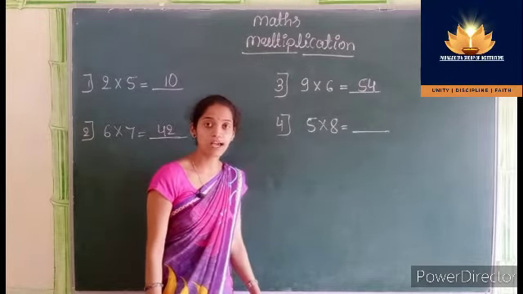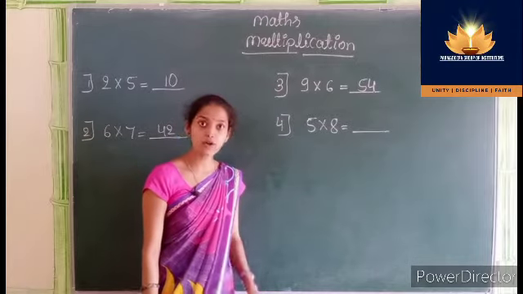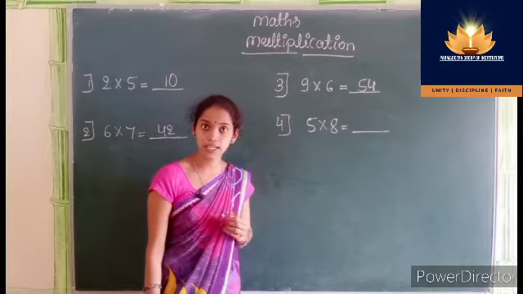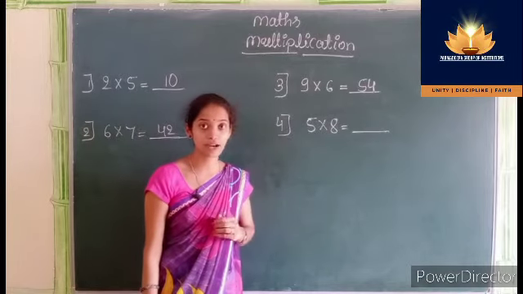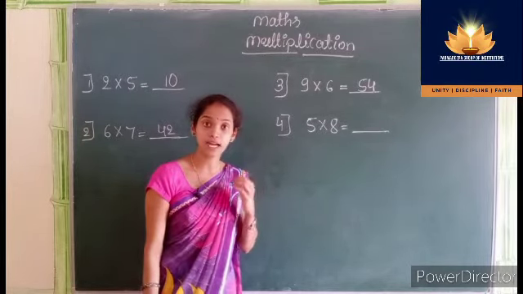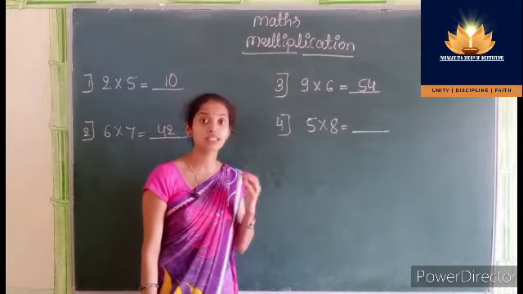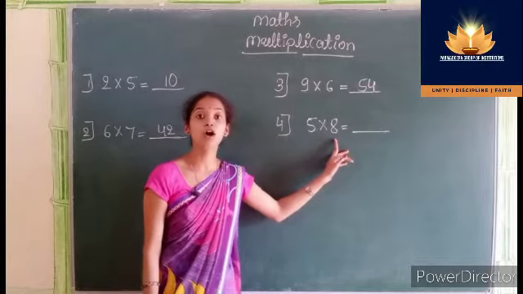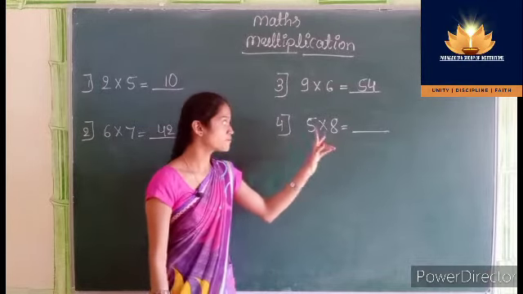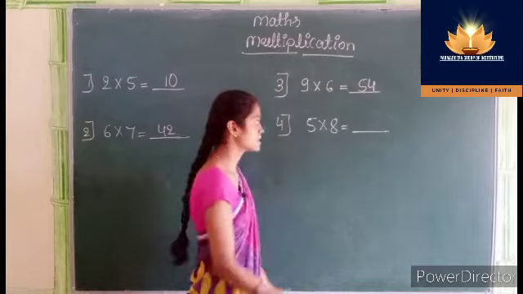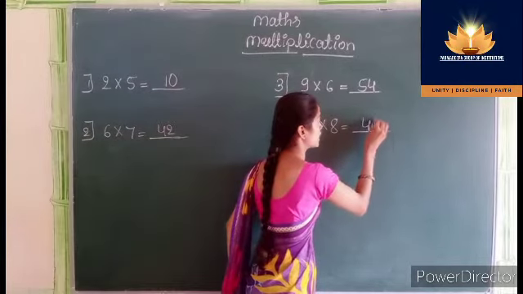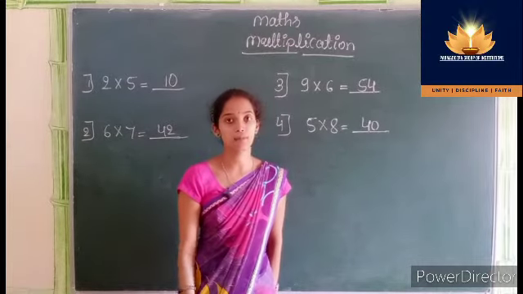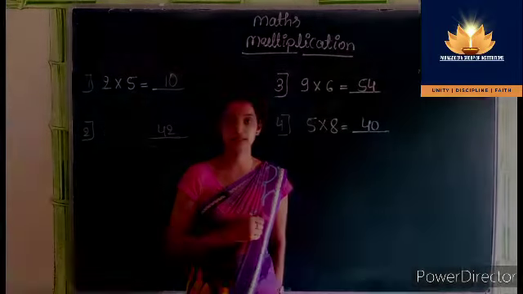Then 5 into 8 is equal to how much? 5 ones are 5, 5 twos are 10, 5 threes are 15, 5 fours are 20, 5 fives are 25, 5 sixes are 30, 5 sevens are 35, 5 eights are how much? 40. So 5 into 8 is equal to 40. Like this, using multiplication table, we can multiply the numbers.